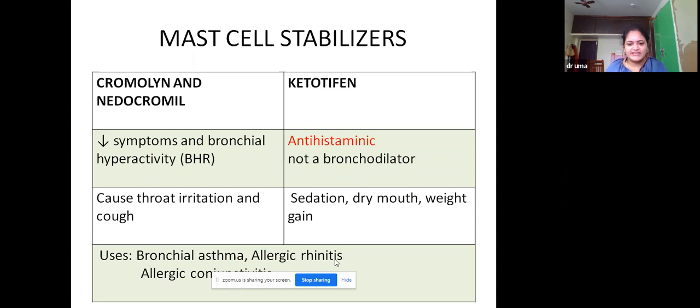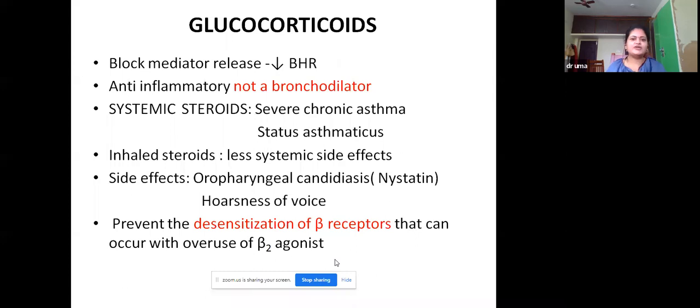They are used in allergic rhinitis and allergic conjunctivitis. And glucocorticoids, the important thing is it is not a bronchodilator. It is an anti-inflammatory agent. They cause a decrease in the bronchial hyperreactivity.